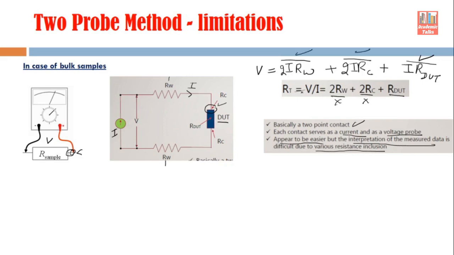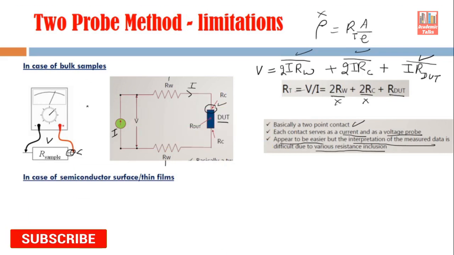So that's why we are expected to get wrong results, because rho is given by R A by L. If this R is the total resistance RT, then this RT is not the resistance of the device under test, but has other components also. So that's why this rho will have error. This is the main limitation of a two probe system. Whatever we have discussed so far in this slide is for a bulk sample.